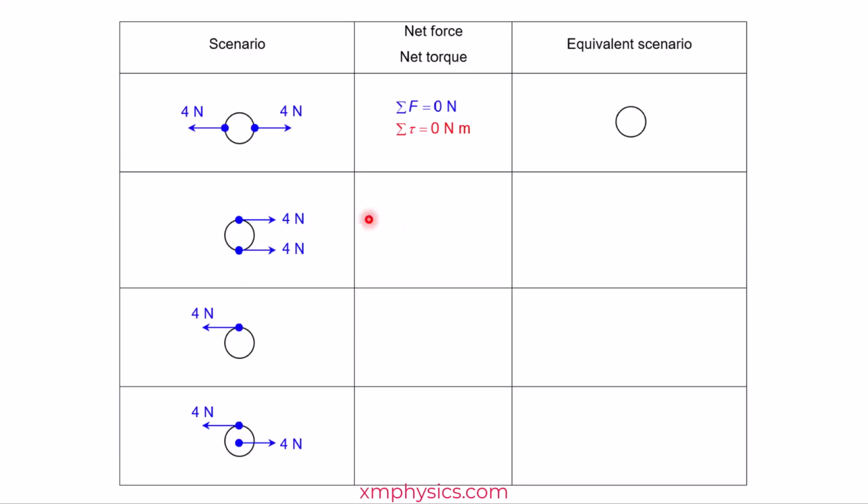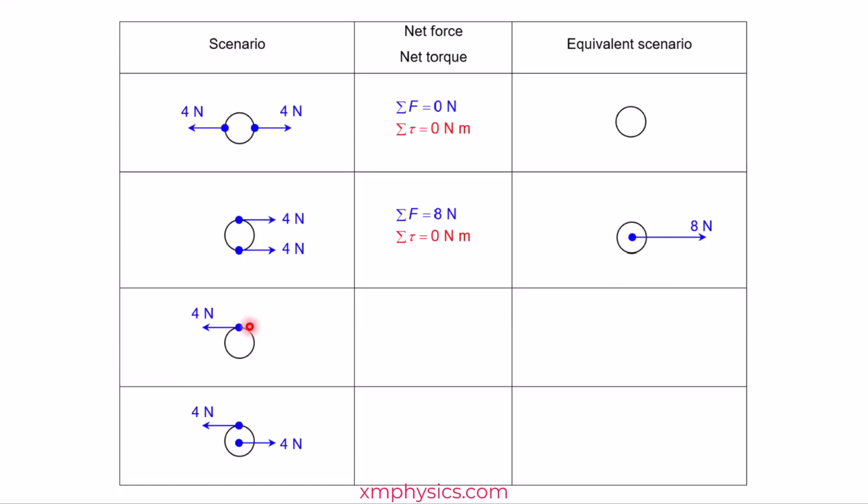Now the next one here, we have a net force of 8 newtons because both of them are rightward, but the net moment is still 0. So this is equivalent to an object being subjected to just a force of 8 newtons acting at the center of the object. It's going to accelerate rightward, but it's not going to rotate.